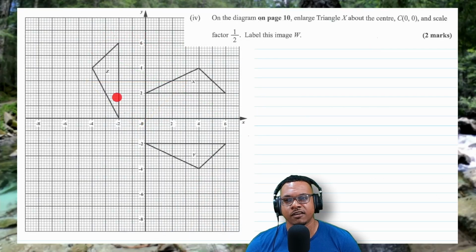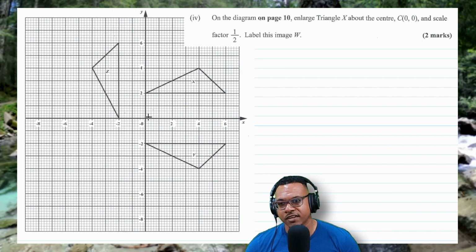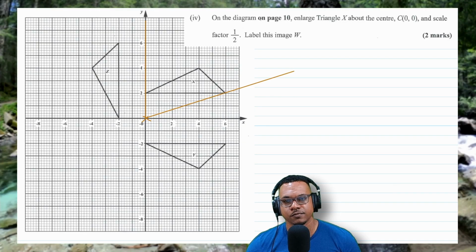So here we have our diagram for part 4. We want to enlarge triangle x about the center 0, 0, which is the origin, and have a scale factor of a half. I'm going to label this image w. I'm just going to highlight our point of enlargement, which will be here, the origin. What we'll do is draw straight lines from the point of enlargement, which is the center, straight through the points on the shape. So that's like here, and here.